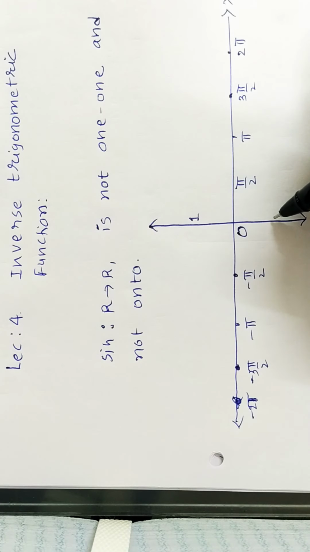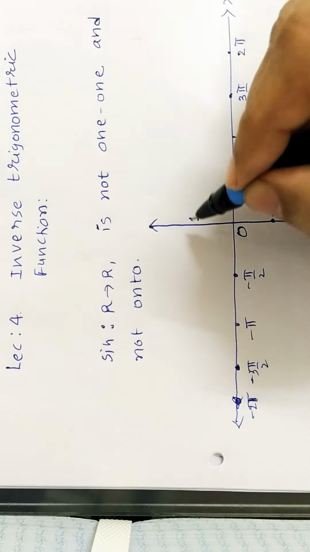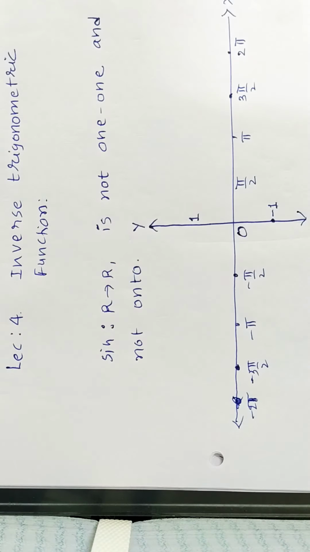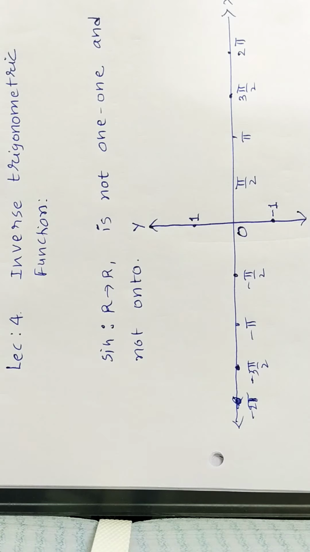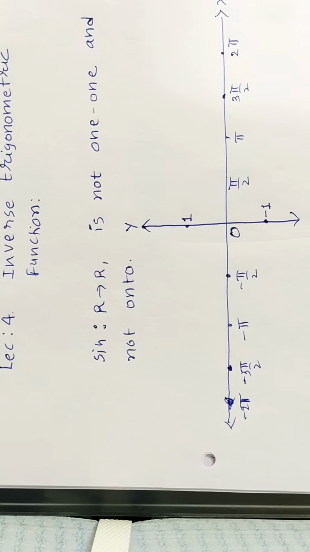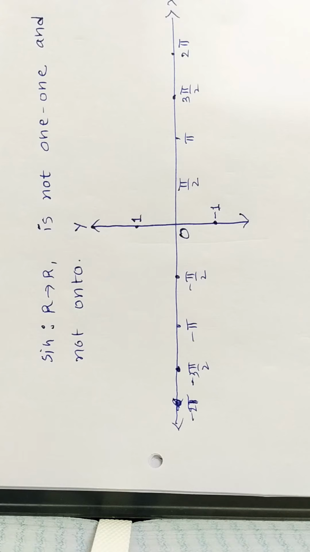The range of the sine function is minus 1 to plus 1. So minus 1 and plus 1 are pointed on the y-axis. The lowest value of the sine function is minus 1 and the highest value is plus 1. So the range of the sine function is minus 1 to plus 1.